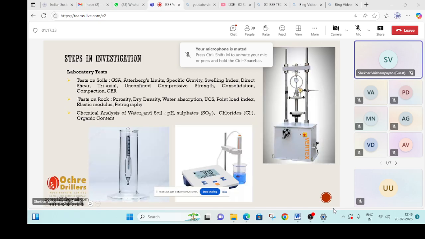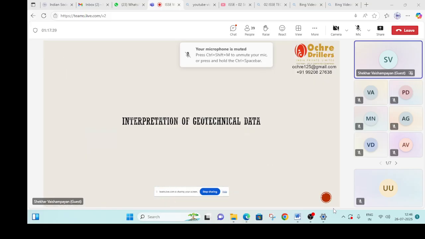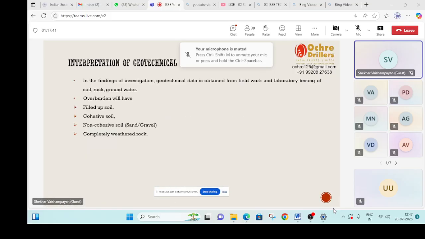So basically we have seen what all goes into the investigation. We'll go to stage 2, the interpretation of the geotechnical data. In the interpretation, now we are coming to the fag end or the last leg of the presentation. For interpretation, what you do is you have data obtained from the field, and you have to conduct a lab test. Now you are trying to put the whole thing together.